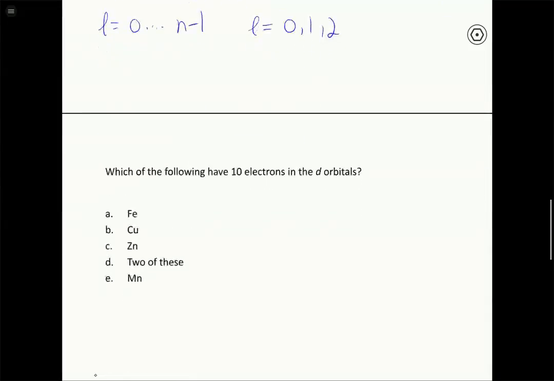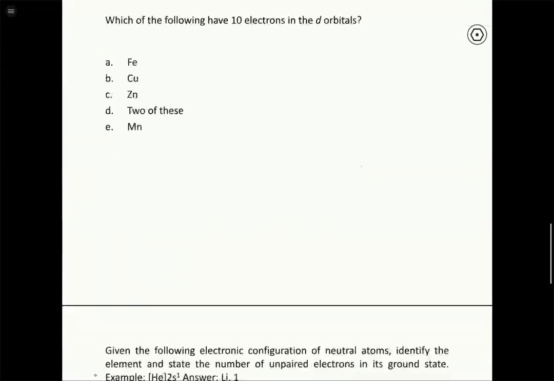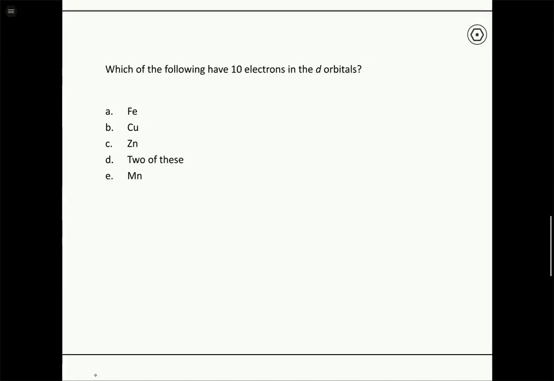Alright, moving on to some problems dealing with electron configurations. So this one: which of the following have 10 electrons in the d orbitals? We have 4 choices, 4 different elements, and one of the answer choices is 2 of these. So really what we have to do is write out the electron configuration for all of these, and this will be a good chance to review and practice electron configurations as well.